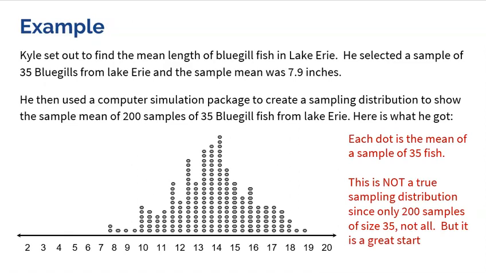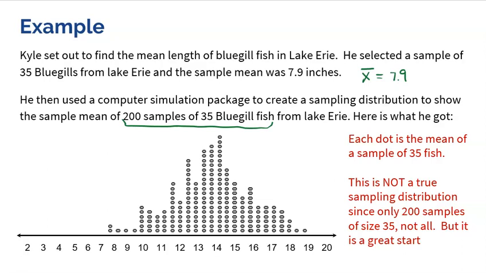All right, so here's another example. Kyle sets out to find the mean length of bluegill fish in Lake Erie. So he selected a sample of 35 bluegills from Lake Erie, and his sample mean was 7.9 inches. So he got one sample, and his mean was 7.9. He then used a computer simulation package to create a sampling distribution to show the sample mean of 200 samples of 35 bluegill fish. So every dot represents a sample of 35 bluegill fish. Now, he did this 200 times. Now, is that a sampling distribution? Honestly, no. But it's a pretty good start.